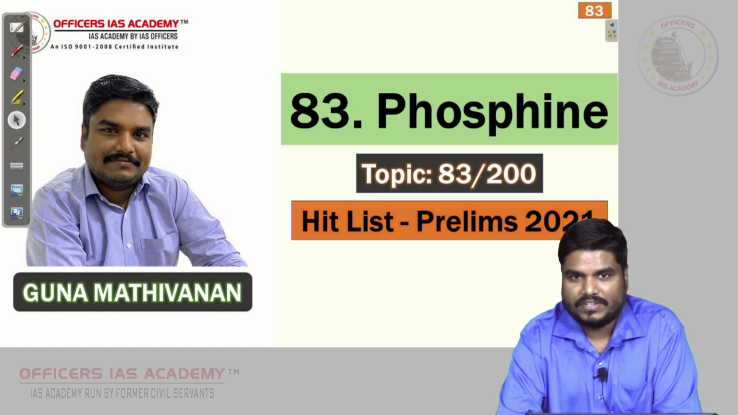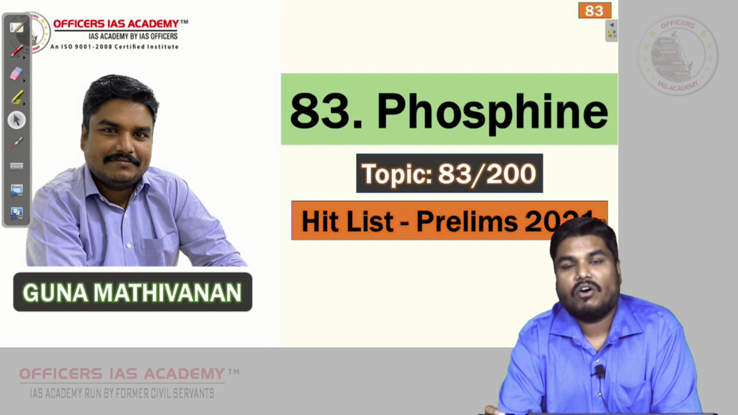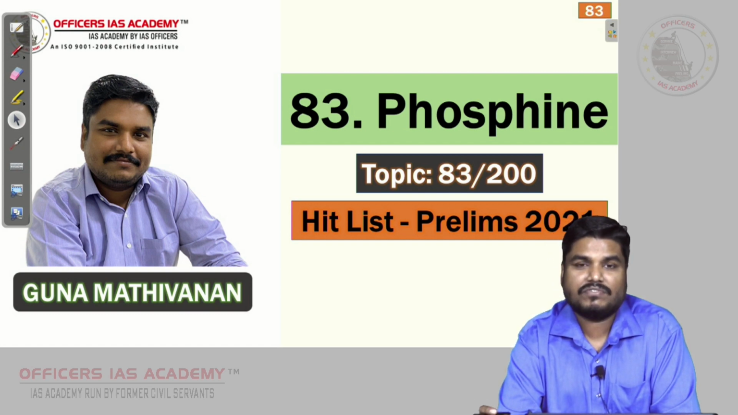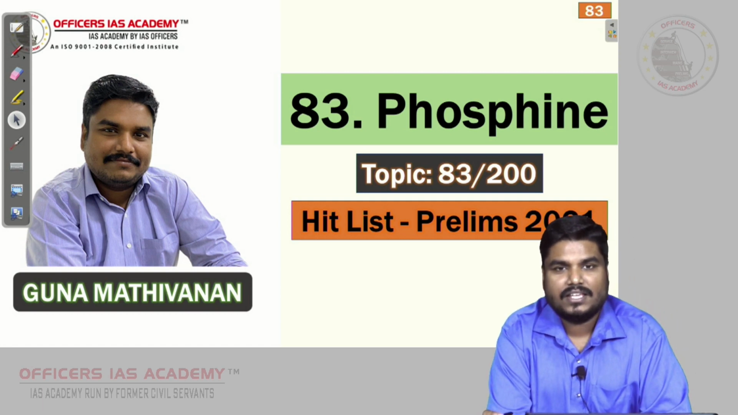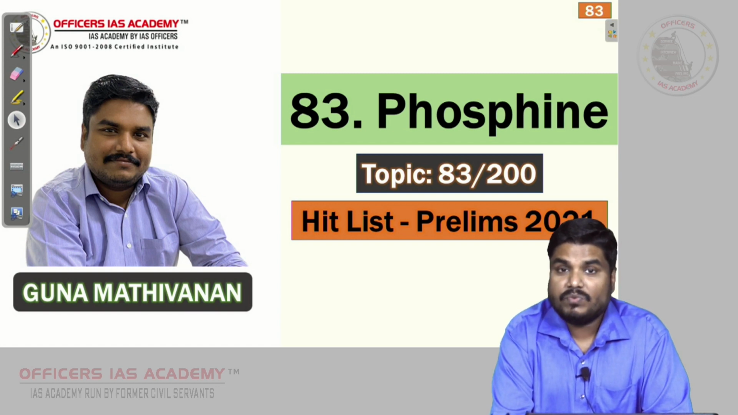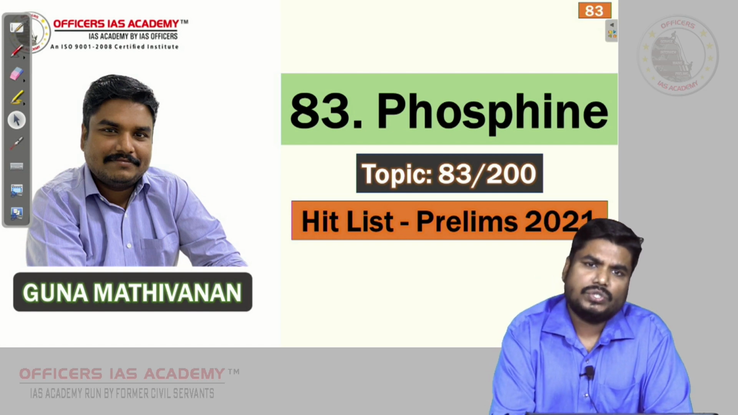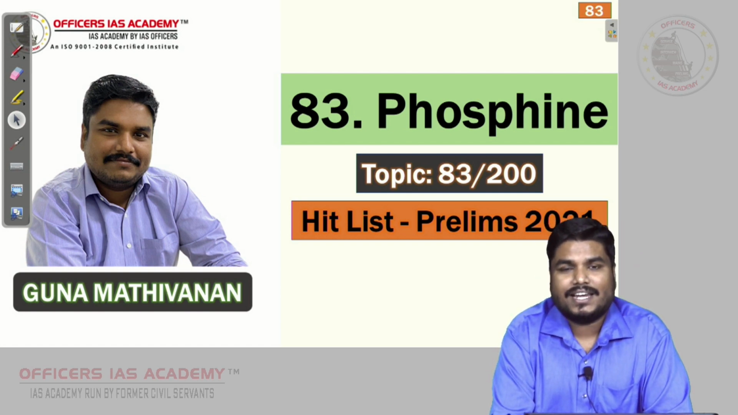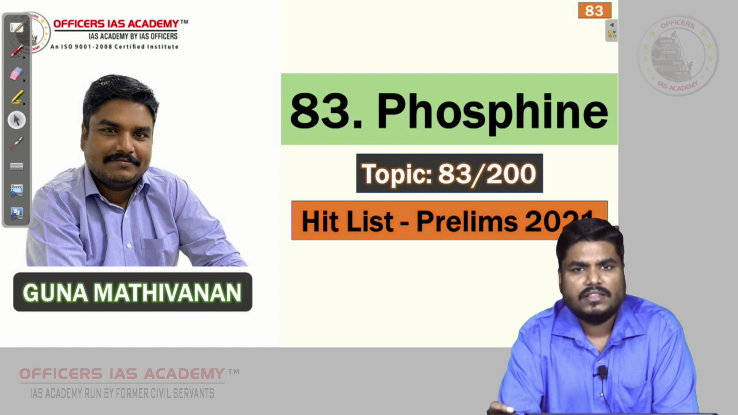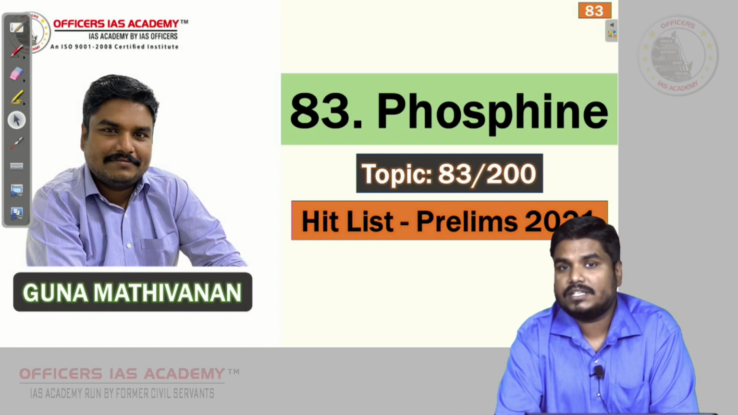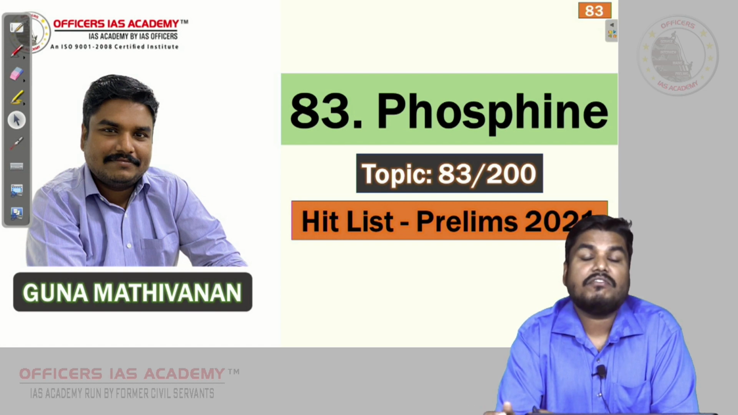On Earth, phosphine is produced by some bacteria in anaerobic conditions, oxygen-starved conditions. In the absence of oxygen, certain bacteria produce this phosphine. This phosphine is used as a fumigant in agriculture, it is used in chemical weapons, and it is used in manufacturing electronics in semiconductor industries as well. This phosphine was recently in news because researchers have found the presence of phosphine in Venus.